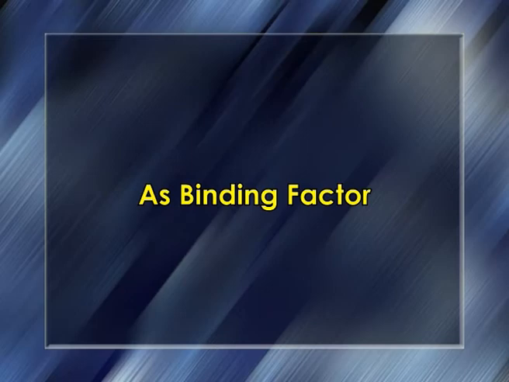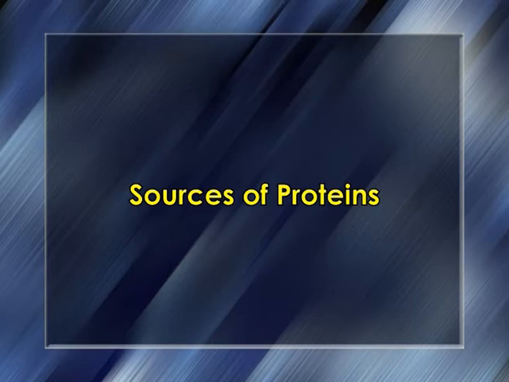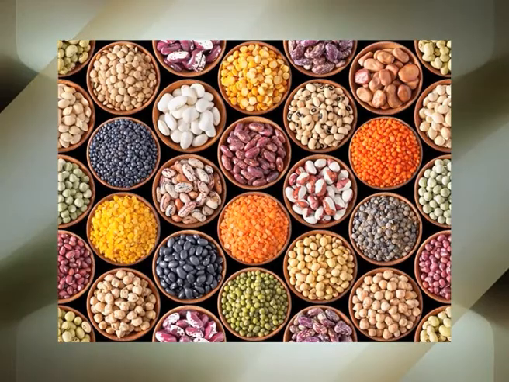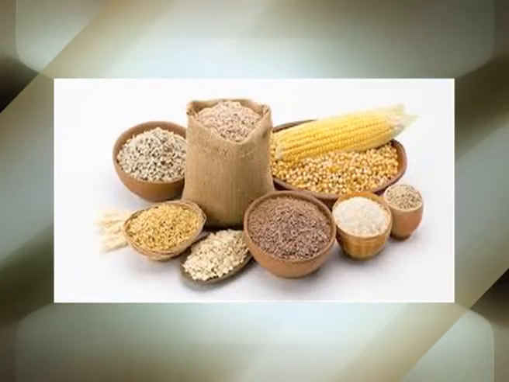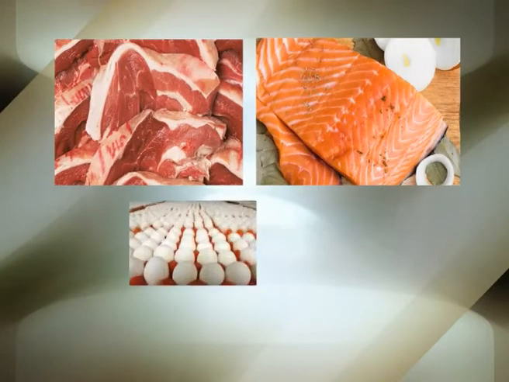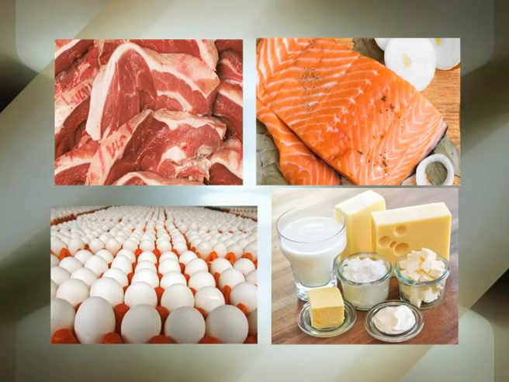Fifth, as binding factor. Proteins like lipoproteins, transferrin and phosphoproteins are essential to our body for transporting many chemical substances. Now let's discuss the sources of proteins. Plant sources: pulses, legumes, nuts, cereals, raisins, etc. Animal sources: meat, fish, poultry, eggs, milk and milk products.